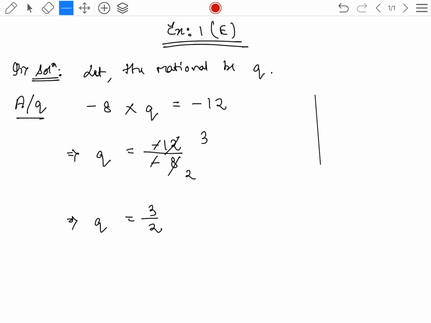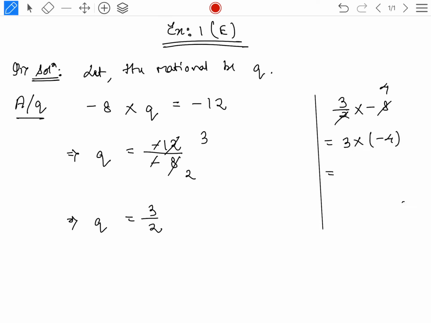Now if we want to verify it, we can verify it in your rough columns. It is given product of two numbers is minus 12, one is minus 8. So one we got 3 by 2, one is given minus 8. The product, thus answer should be minus 12. If we solve this one, we know that 2 4s are 8, yes or no? So 3 into minus 4. So 3 4s are 12, one negative is there, so it is minus 12. Understood? So this is your answer. So the rational number is 3 by 2.